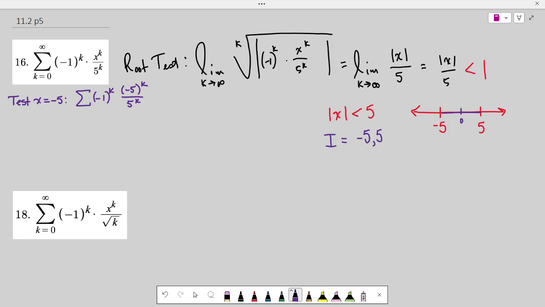Well, we first can peel off that switch. There's kind of two switches, aren't there? There's the (-1)^k, but then in here there's a (-1)^k as well. And then we have a 5 to the k over 5 to the k.